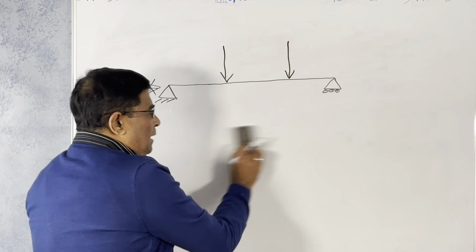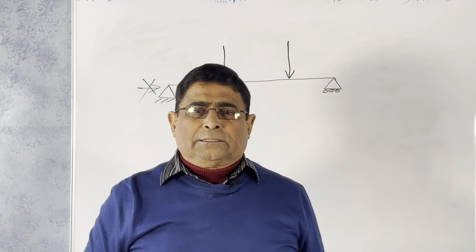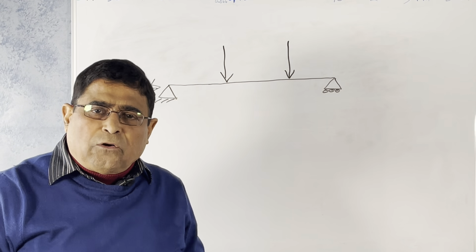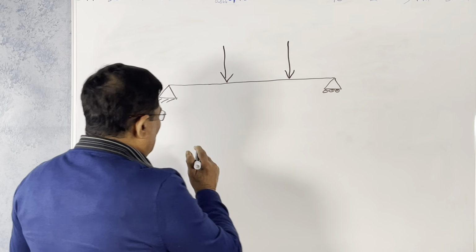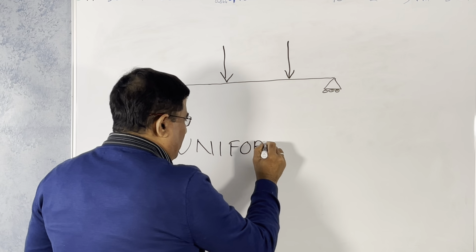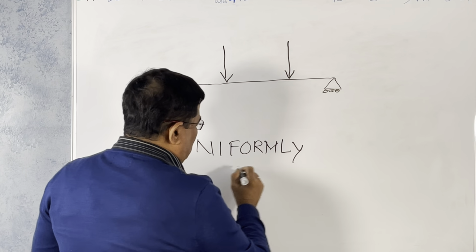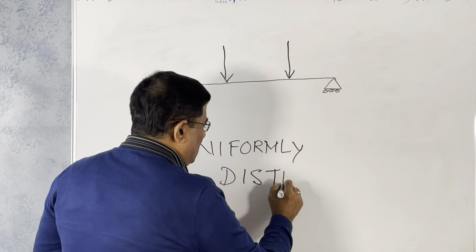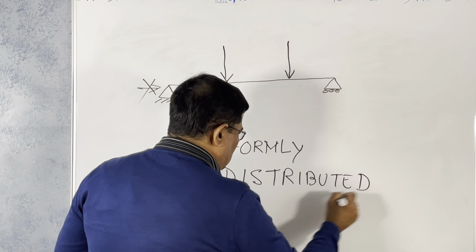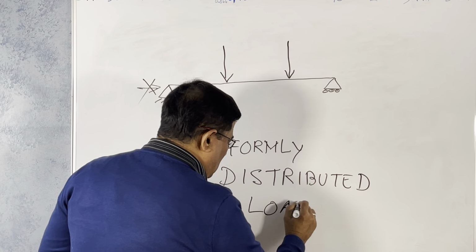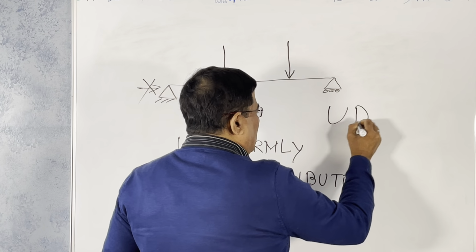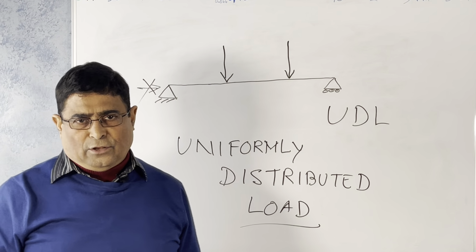Last class I discussed the concentrated load like this. Today I will be discussing the uniformly distributed load. What is it? It is called a uniformly distributed load. In short form, it is called UDL.